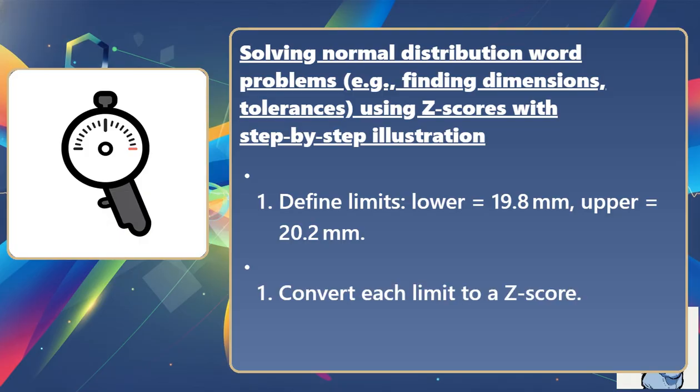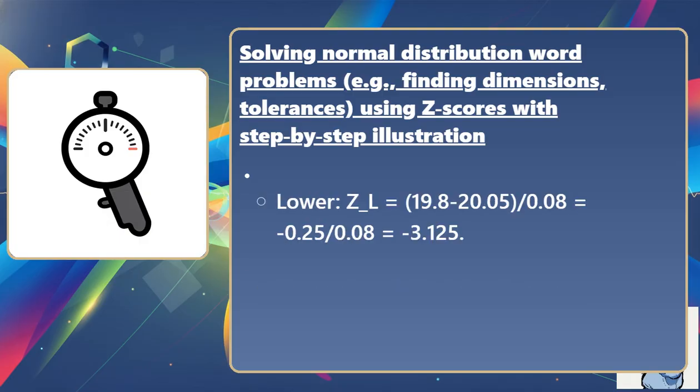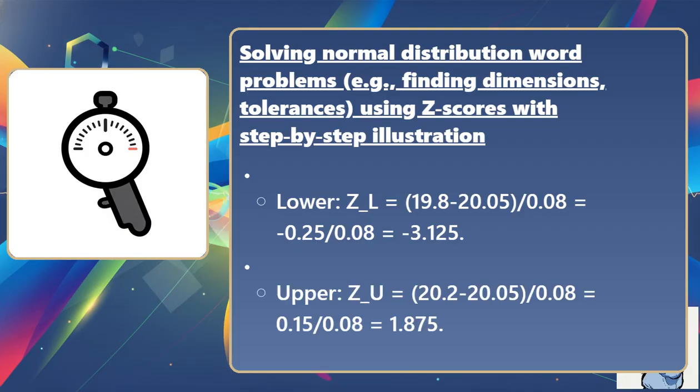2. Convert each limit to a z-score. Lower, z sub L equals 19.8 minus 20.05, divided by 0.08 equals minus 0.25, divided by 0.08 equals minus 3.125. Upper, z sub U equals 20.2 minus 20.05, divided by 0.08 equals 0.15, divided by 0.08 equals 1.875.